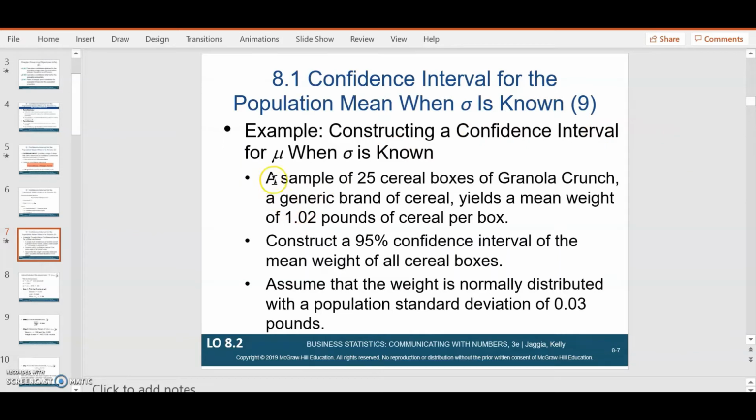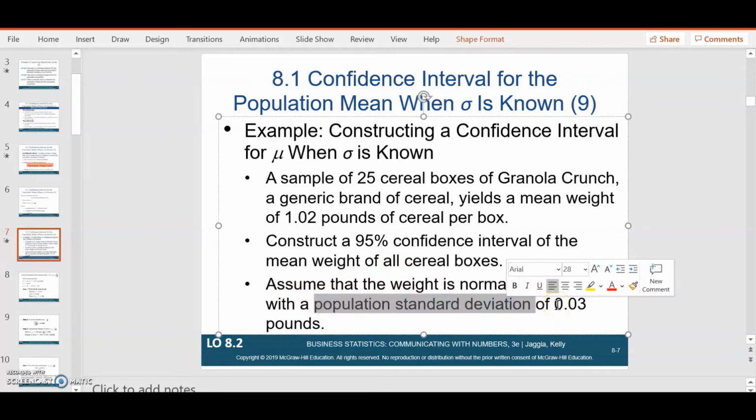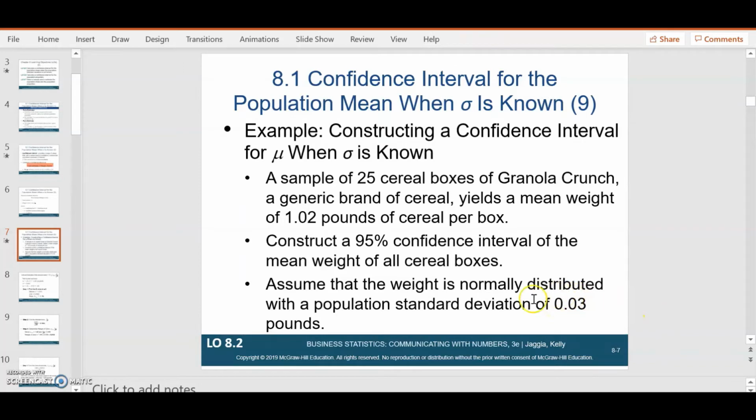So, a sample of 25 cereal boxes of Granola Crunch, a generic brand of cereal, yields a mean weight of 1.02 pounds of cereal per box. Construct a 95% confidence interval of the mean weight of all cereal boxes and assume that the weight is normally distributed with a population standard deviation of 0.03 pounds. So in this case, we do know the population standard deviation.